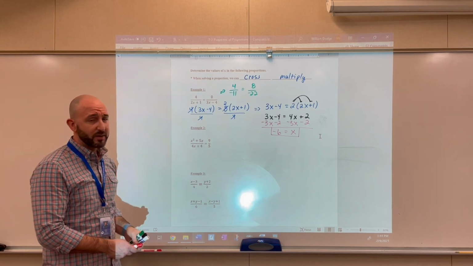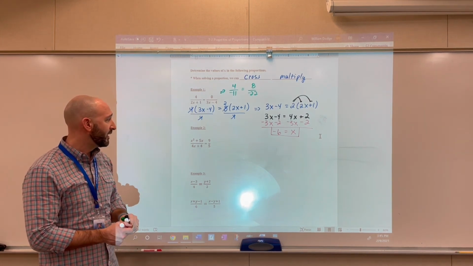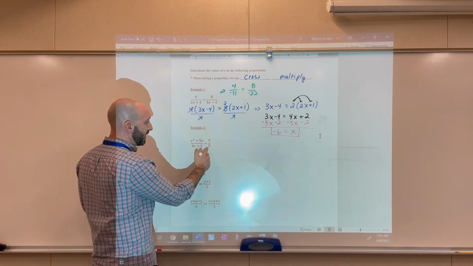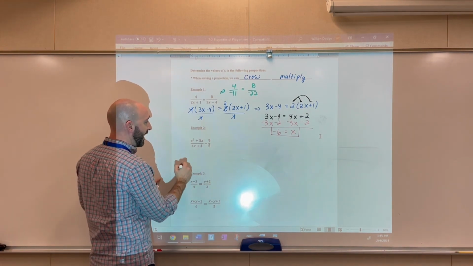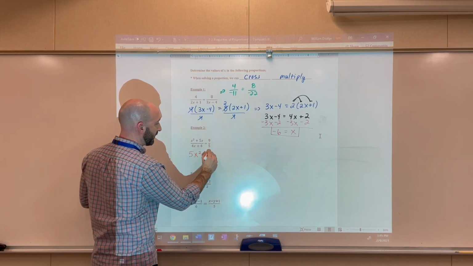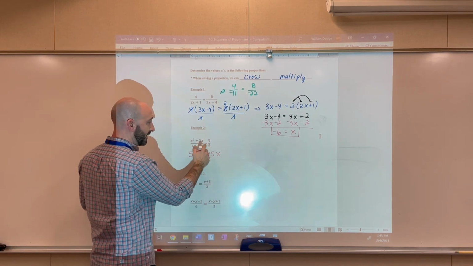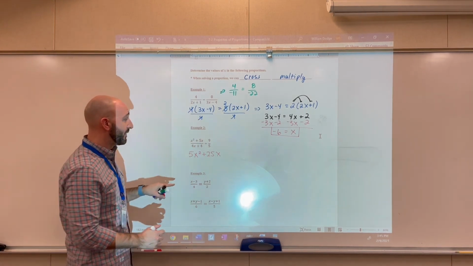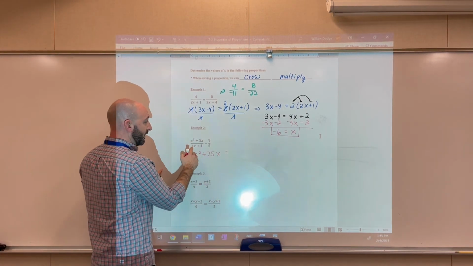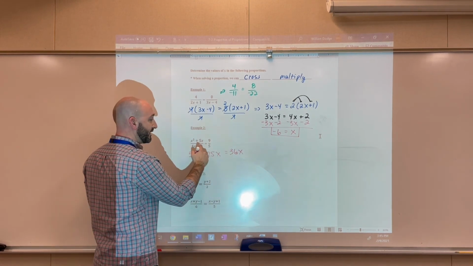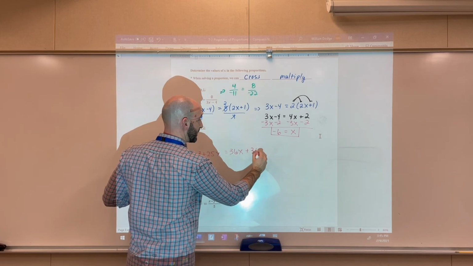All right, here it looks like we're going to have to deal with some quadratics. No big deal. So again, I'm going to apply the same property, the cross product property here. So 5 times x squared would be 5x squared plus 25x. So again, I distributed. And then 4x plus 4 times 9. 9 times 4x is 36x. 9 times 4 is 36.